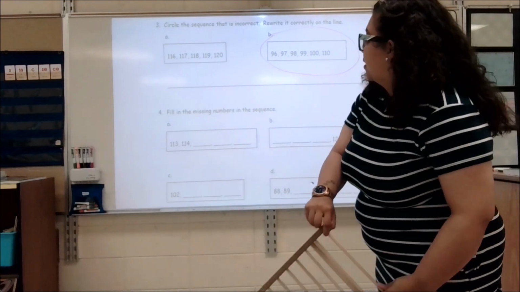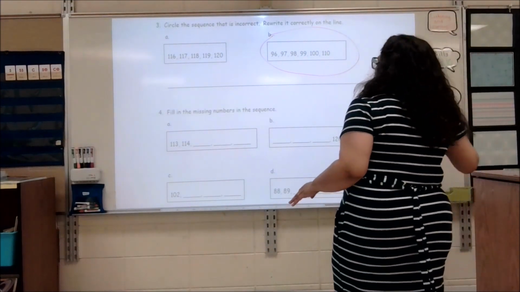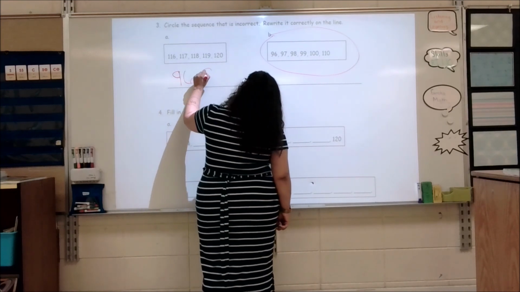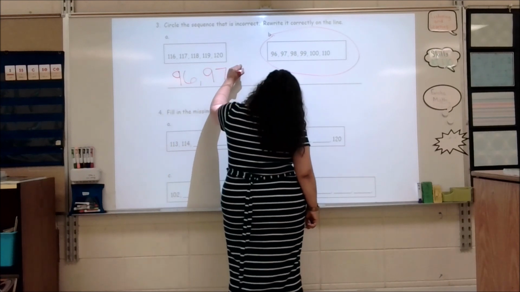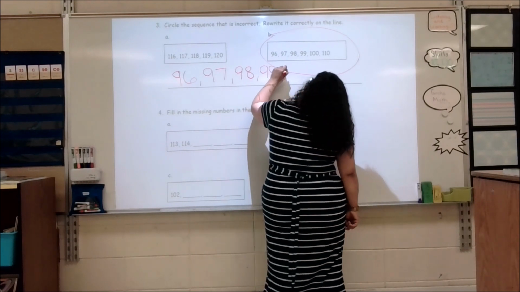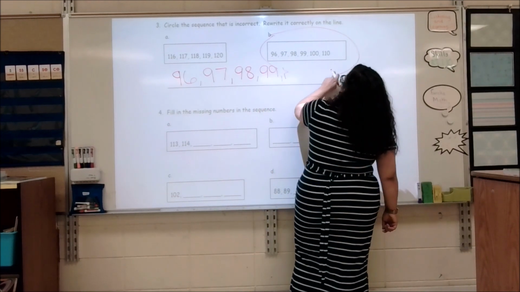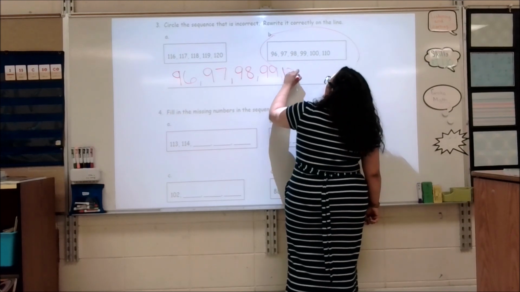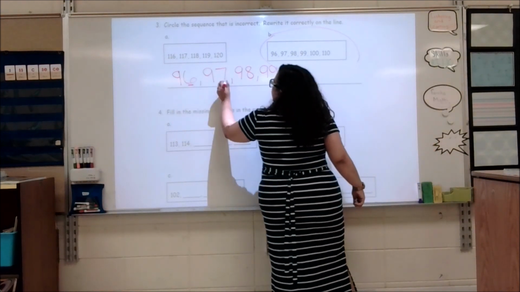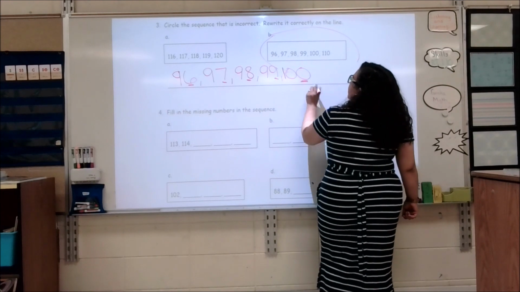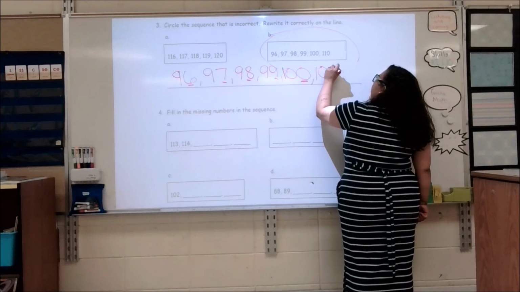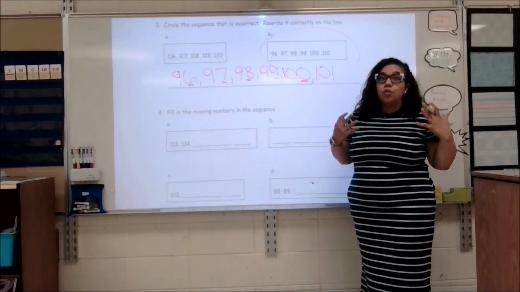Let's rewrite this sequence correctly on the lines. It starts well: 96, going up by ones, 97, 98, 99. Let me erase my circle a little bit. 100, and 100 is 10 groups of 10. Remember, we are increasing by ones, so we only want to make a change in the ones place. We're only changing the ones place. So 101 is the next number.